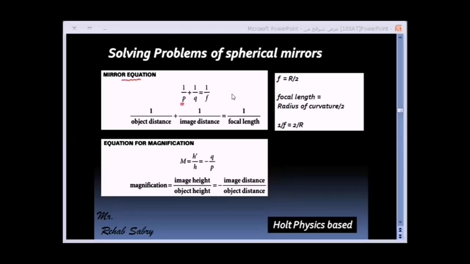The pole of the mirror. Okay, I want you, Ifrad, to avoid this interference between P and the pole of the mirror. Forget this symbol. This is my problem, by the way, it's not your problem, because I put the same symbol for two quantities. But the pole of the mirror is capital P. So forget P for the pole of the mirror.